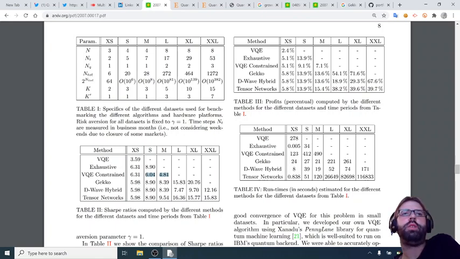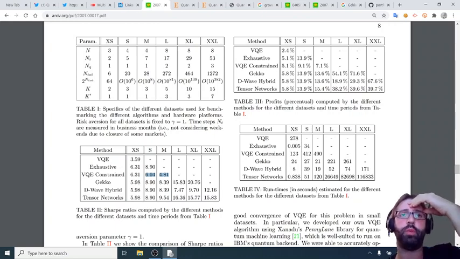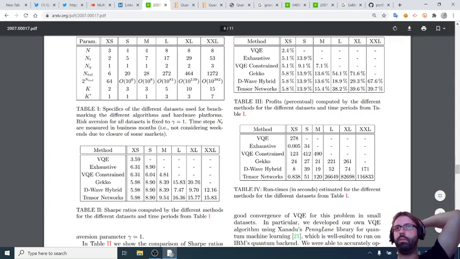You can really see that already with size S, the D-Wave and the tensor networks just go over the roof in terms of their Sharpe ratio. That's way better, 8.9 versus 6.04. It seems like for XXL, the tensor networks are really winning. Actually, tensor networks win already from size M. That's interesting.